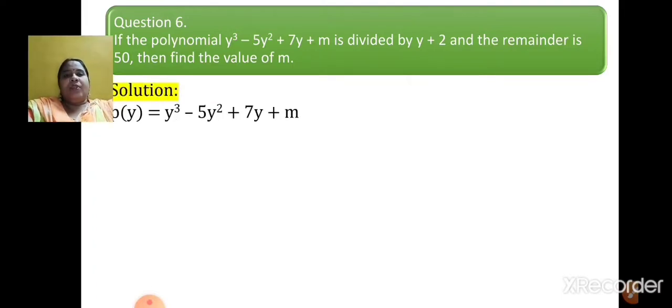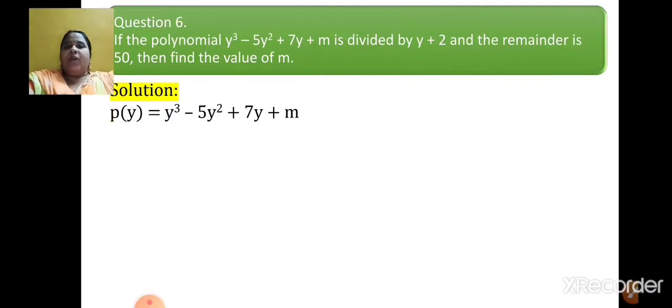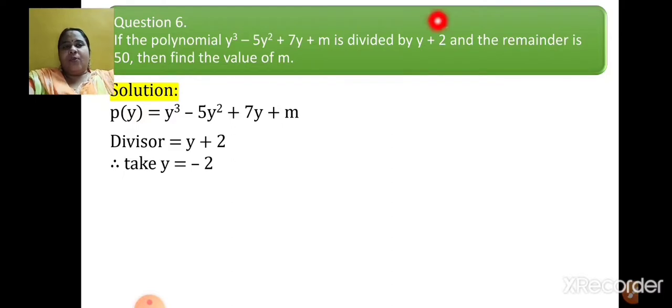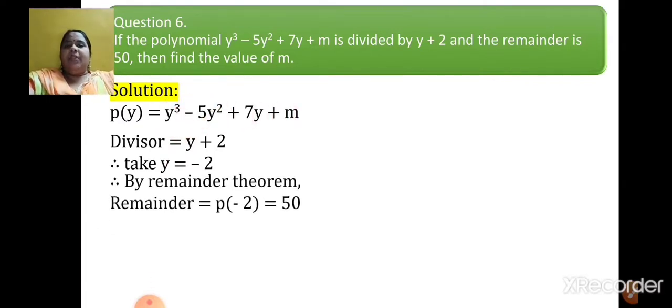Let's see. The polynomial p of y is y cube minus 5y square plus 7y plus m. The given question, what is the divisor? Y plus 2. So what you will take? Exactly the opposite sign. It's plus 2 here. You will take y as minus 2. Substitute it here. Okay. So we will get by remainder theorem, y is minus 2, so this will become p of minus 2.